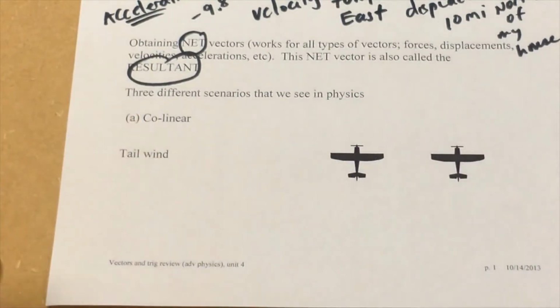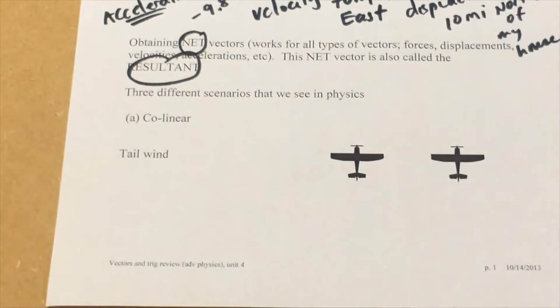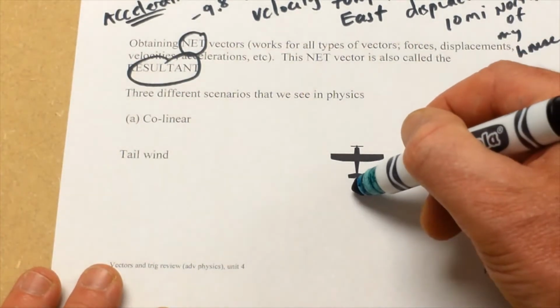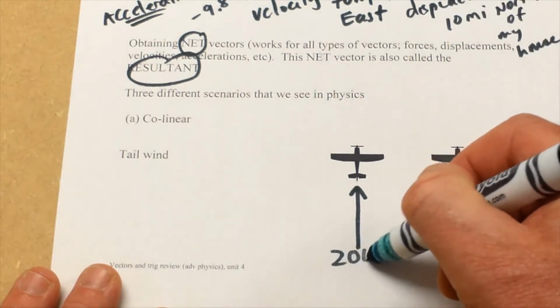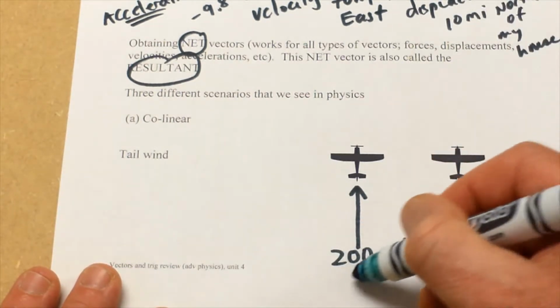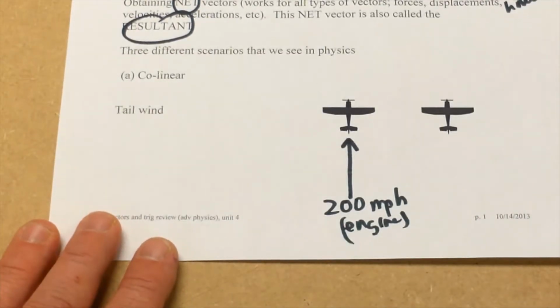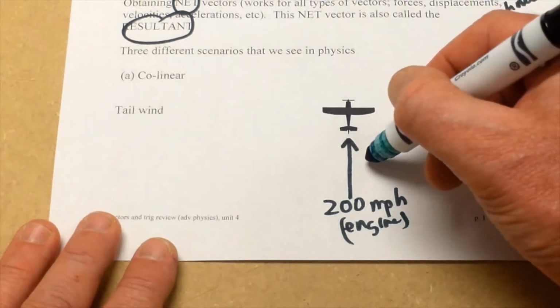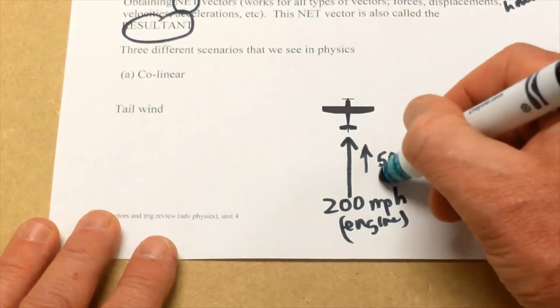We often show vectors with arrows. Sometimes our vectors are what are called collinear. They're acting along the same grid. So maybe we've got this plane, and we can show vectors by drawing arrows. Maybe the engine of the airplane can propel the plane at 200 miles per hour. That's due to the engine of the airplane. Well, maybe we also have a tailwind. This tailwind is pushing the plane maybe 50 miles per hour.